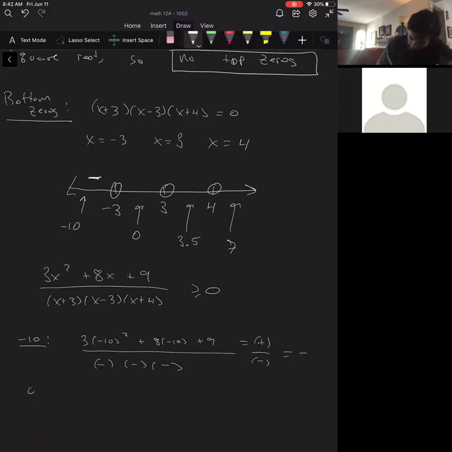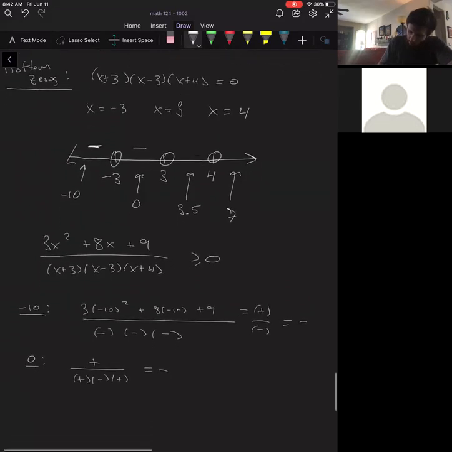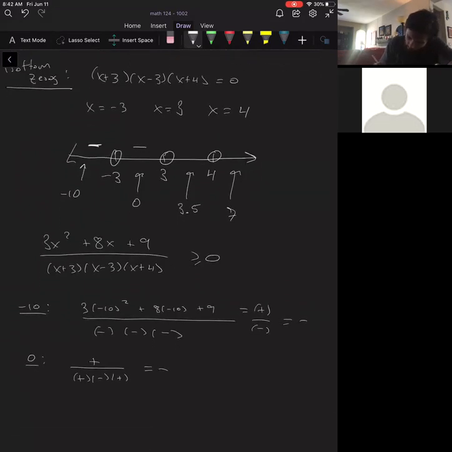If we plug in 0, the top again is going to be positive. And the bottom, we would have positive, negative, positive. So that's going to be minus as well. Sorry, let's make sure we're not making a mistake. So that's going to be minus, minus, minus.